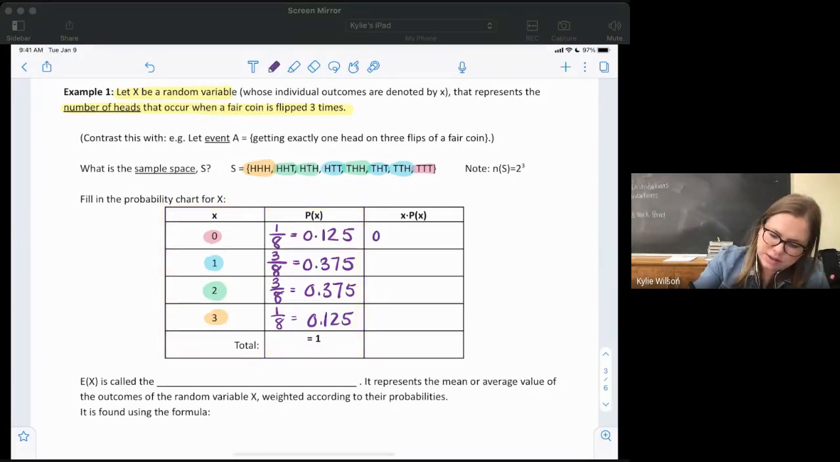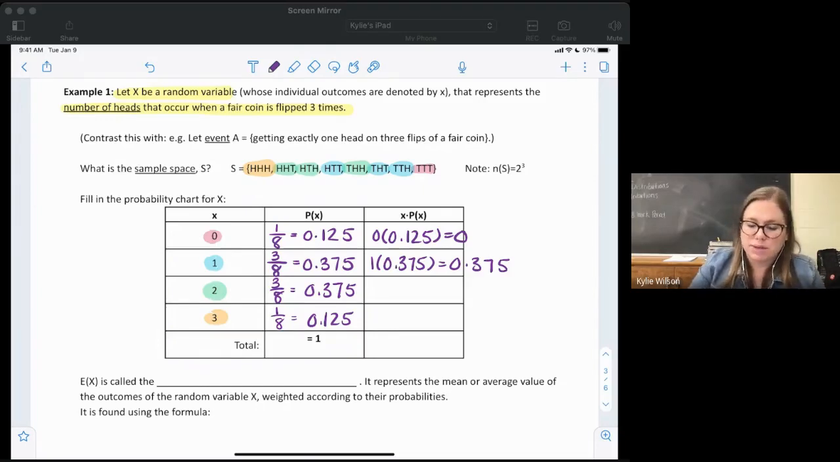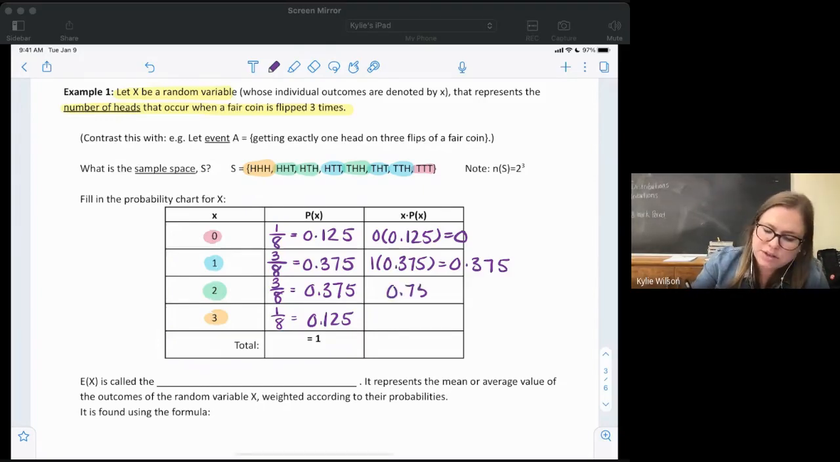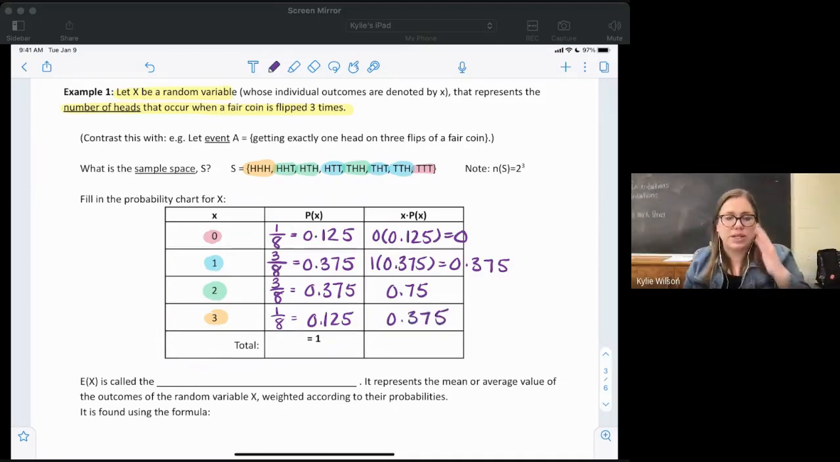So we'll take 0, multiply it by 0.125, which is 0. And we're just going to continue in the same way. Times 0.375, which is 0.375. And then you just keep multiplying. Now remember, these are not probabilities. These are just us working towards getting our expected value. So it's not probabilities here.